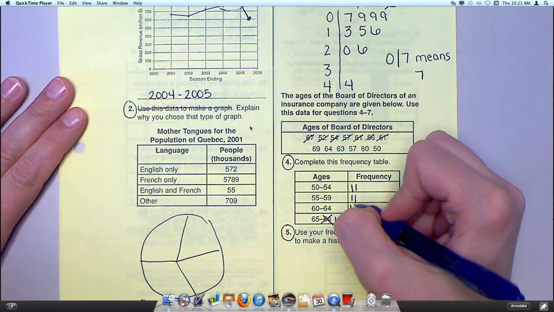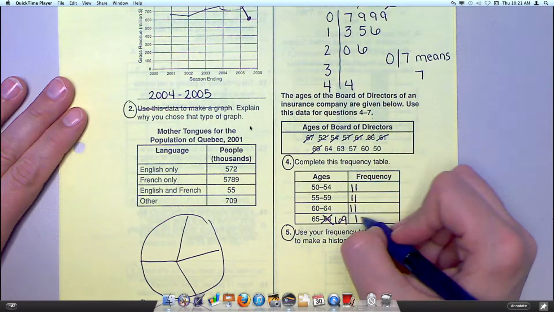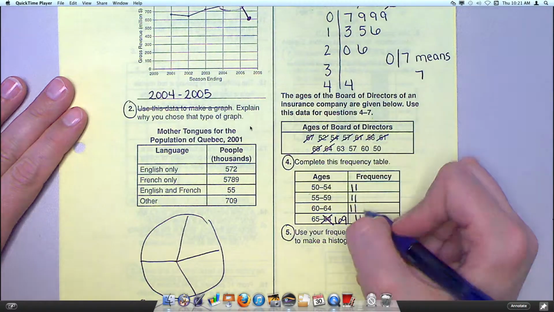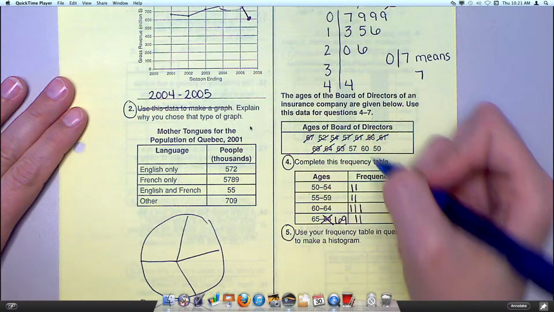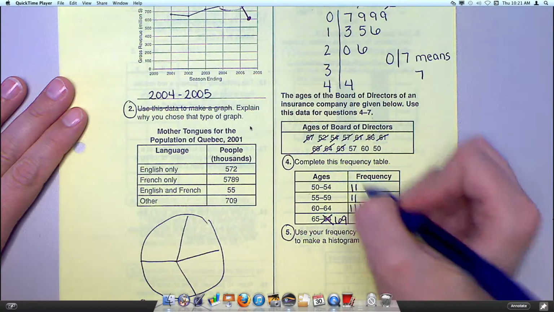Got an awful lot of time to giggle, which means you're not writing these down. Okay. Yes.